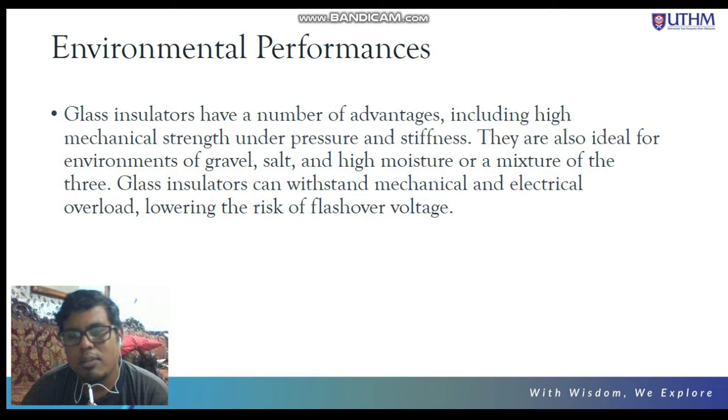A mixture of the three. The glass insulator can withstand mechanical and electrical overload, lowering the risk of flashover voltage.